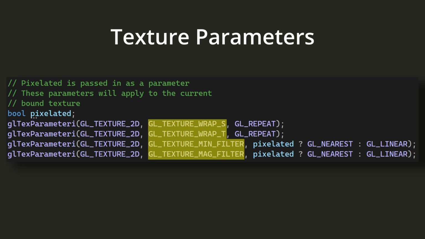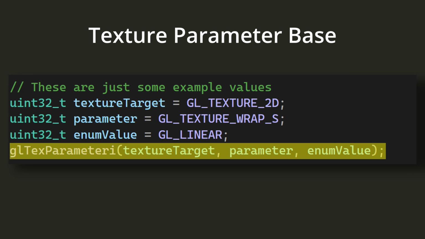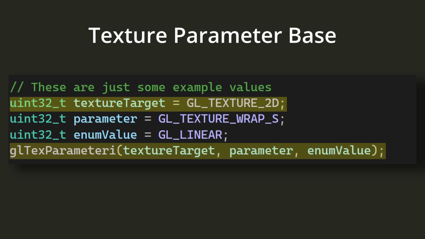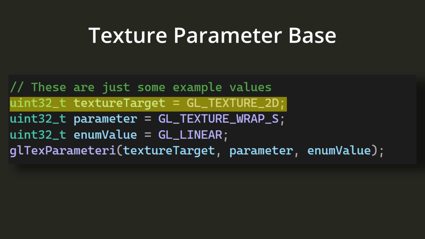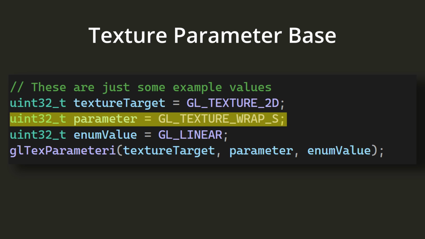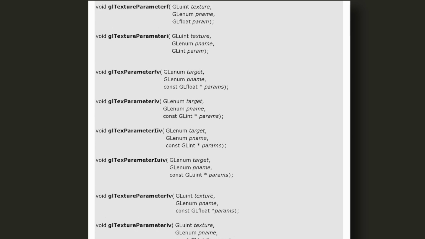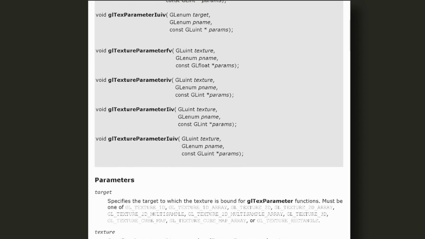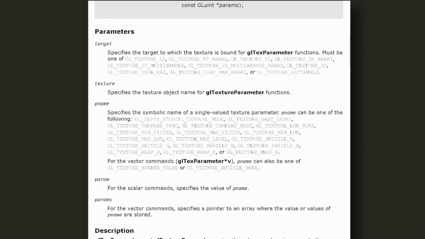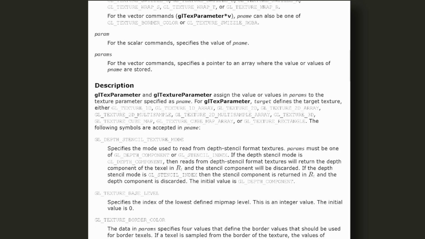These 4 parameters are just some of the more common ones, and I would recommend looking at the documentation for a comprehensive list. The syntax for declaring a parameter is glTexParameteri, texture target, parameter, enum value, where texture target is the type of texture you're using, the parameter is the parameter you're setting, and the enum value is the value you want to assign to the parameter. There are other variations of this function like glTexParameterf, and you can take a look at the documentation to find out which version to use for your specific parameter.